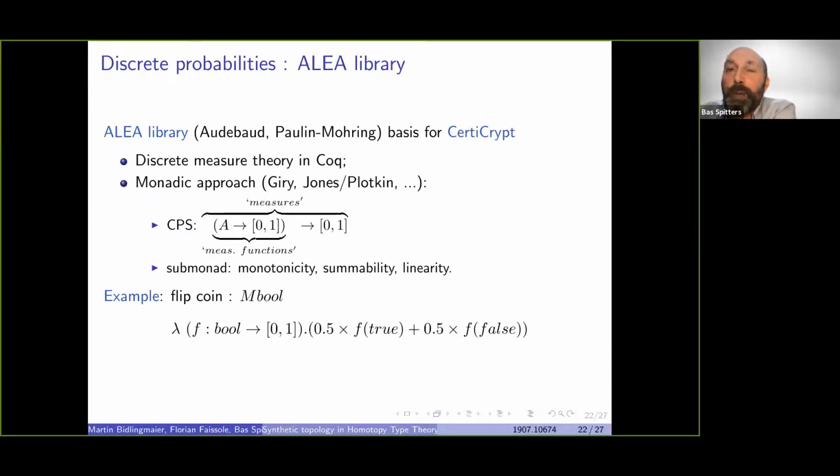So that's one reason for using homotopy type theory. If you're working in this library, you want to write down a coin flip, here's what it looks like. But I think most people would be able to write down such a thing in a functional style.